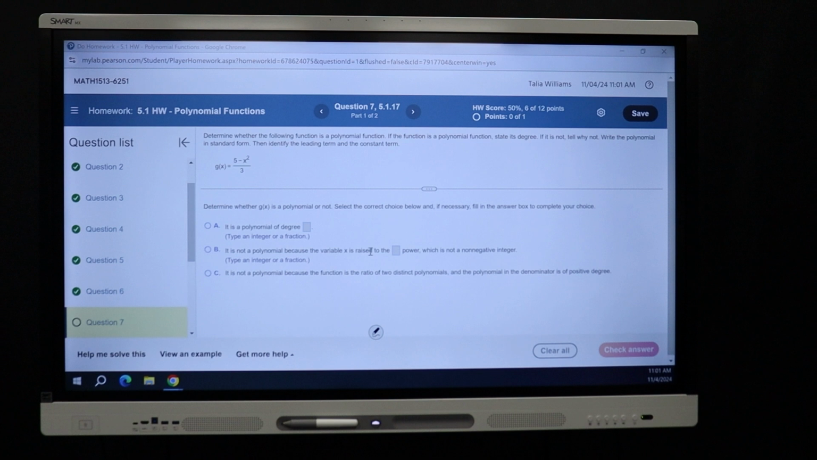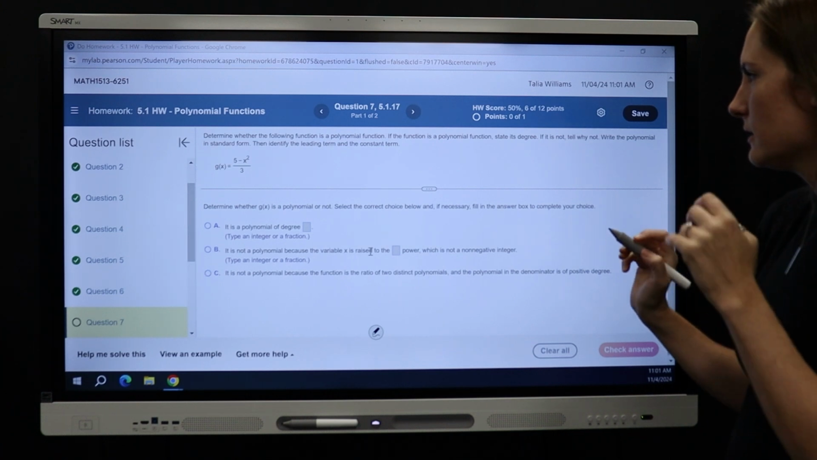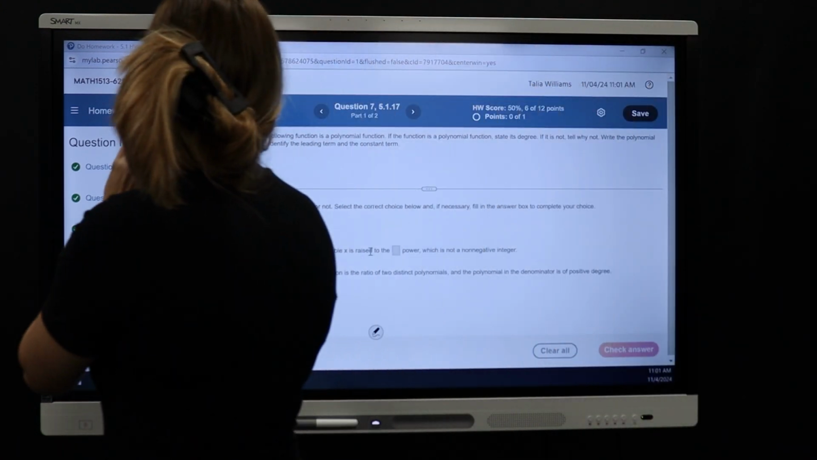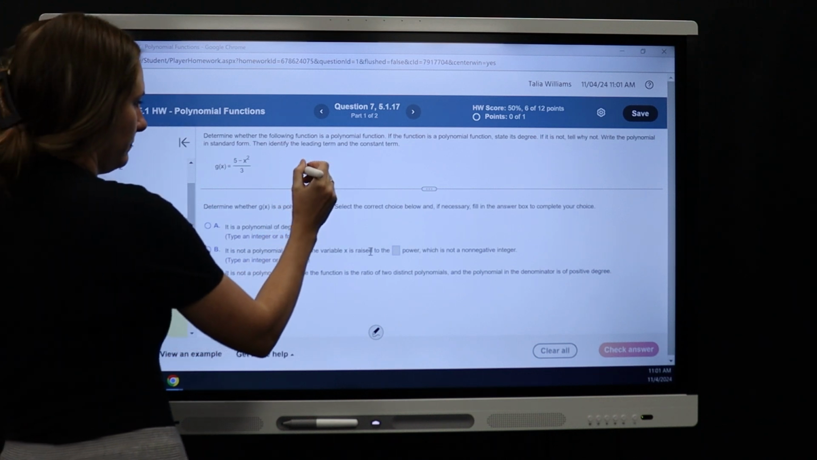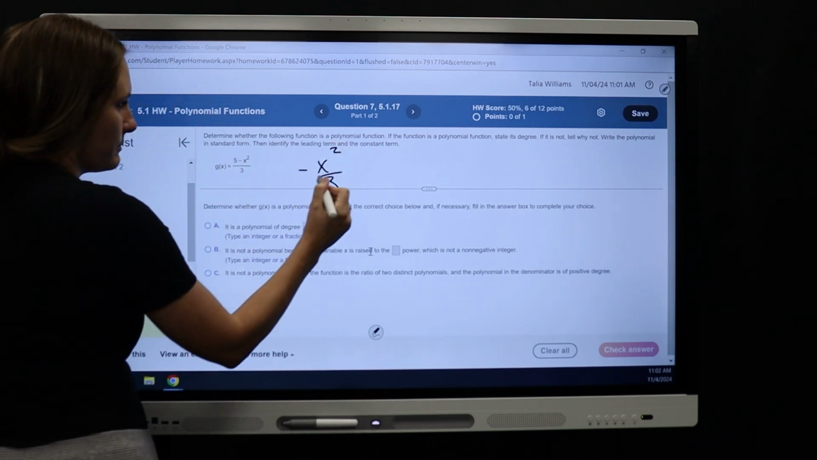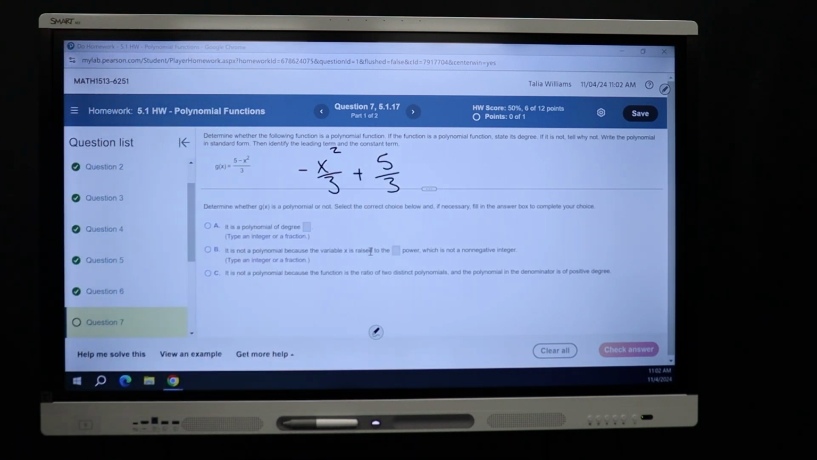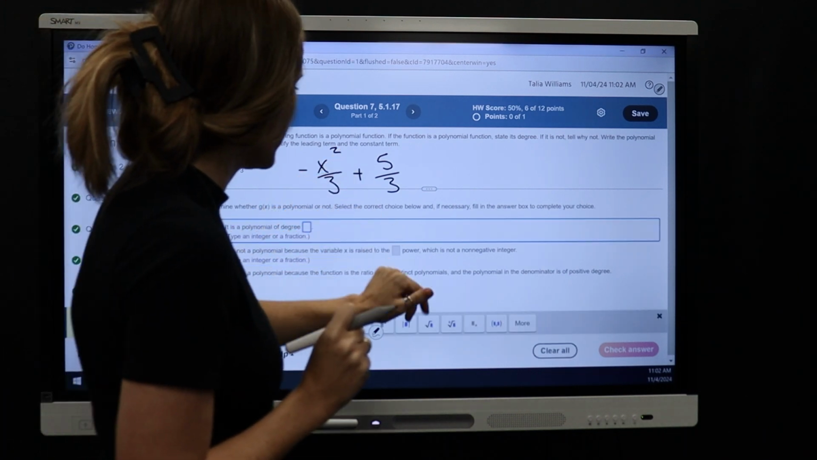Determine whether the following is a polynomial. It is a polynomial. We're not dividing by x or anything like that. So I could break this up right here and write it as negative x squared over 3, and then the 5 is positive, plus 5 over 3. So it is a polynomial of degree, our exponent is 2.